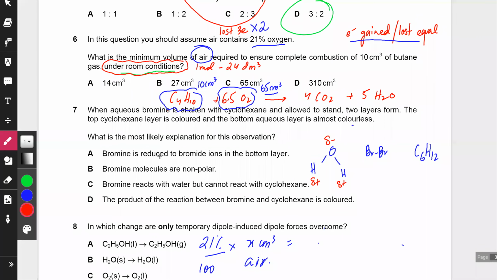What about the other two? Are they polar or non-polar? Both of them are non-polar. Carbon and hydrogen bonds are non-polar or almost non-polar, and the bromine molecule is obviously non-polar because the atoms have the same electronegativity, so the electrons are perfectly shared. So where do you think bromine is going to be more attracted, would it dissolve in cyclohexane, or in water? Most probably in water. No, why water?